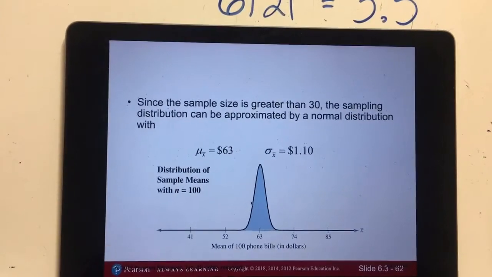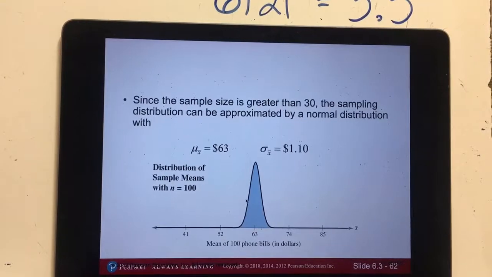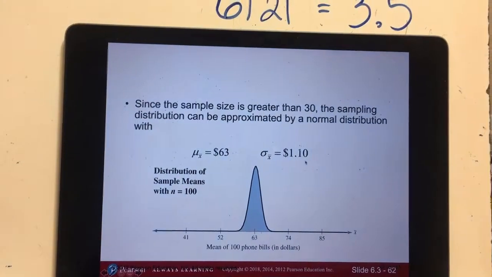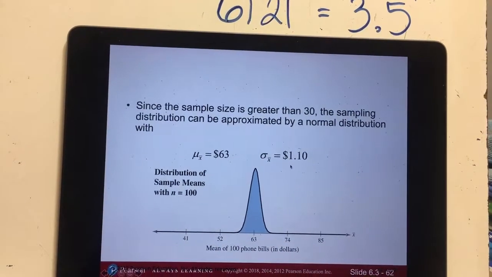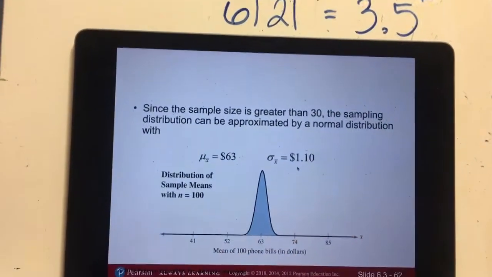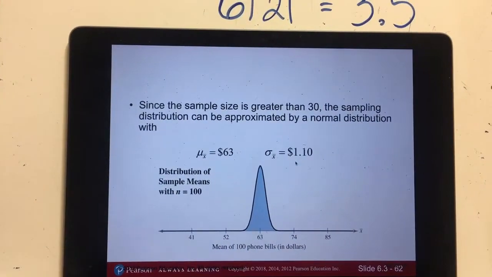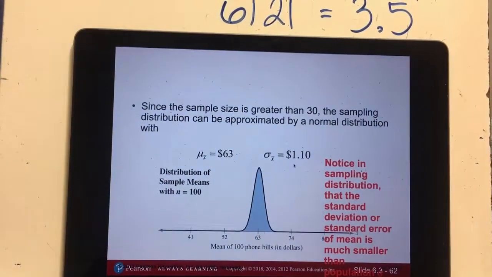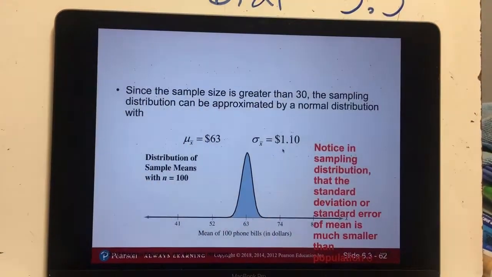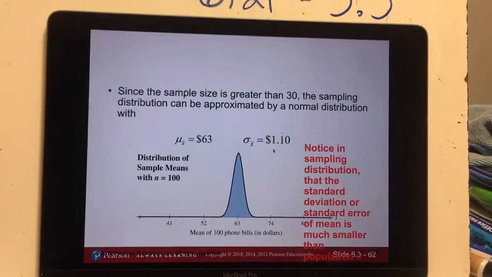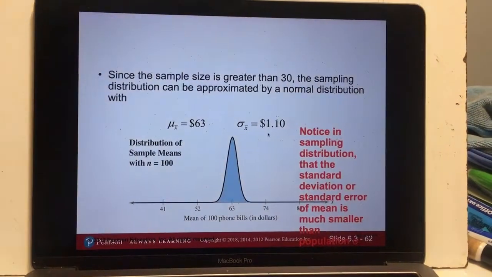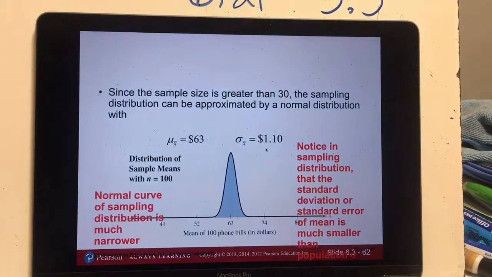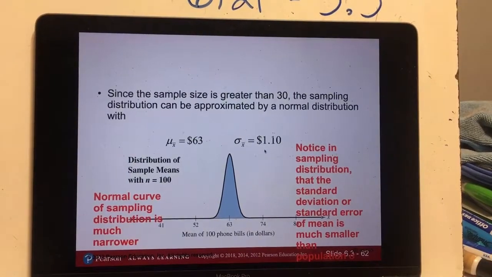Since the sample size is greater than 30, the sampling distribution can be approximated by the normal distribution with a mean of 63, but our standard deviation is much smaller, which means our data is going to bunch together and be normal. Notice that in a sampling distribution the standard deviation, or standard error of the mean, is much smaller than the population standard deviation. That's a characteristic of every sampling distribution. The normal curve of the sampling distribution is much narrower.